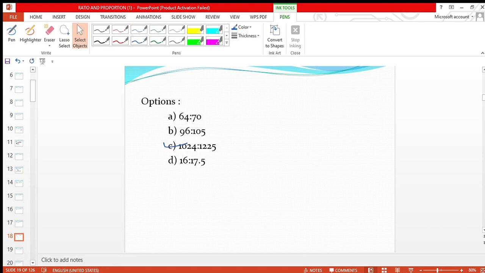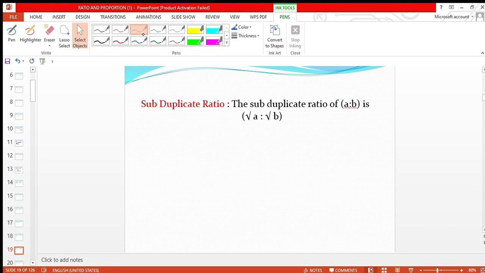Next, subduplicate ratio, SDR. The subduplicate ratio of A is to B is square root of A ratio square root of B.